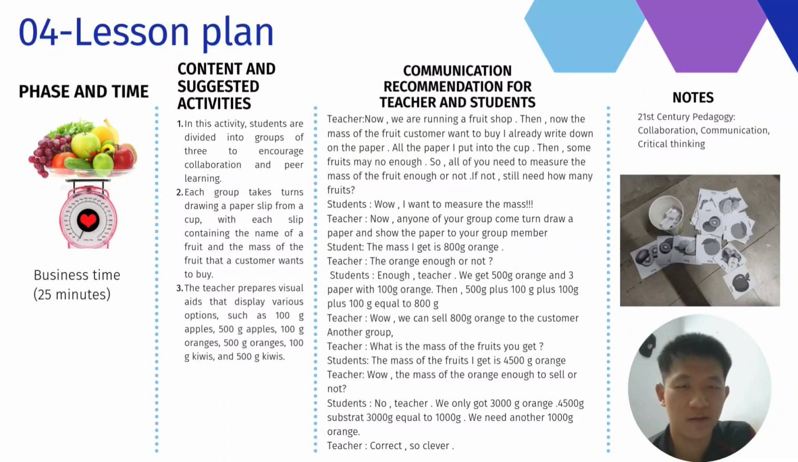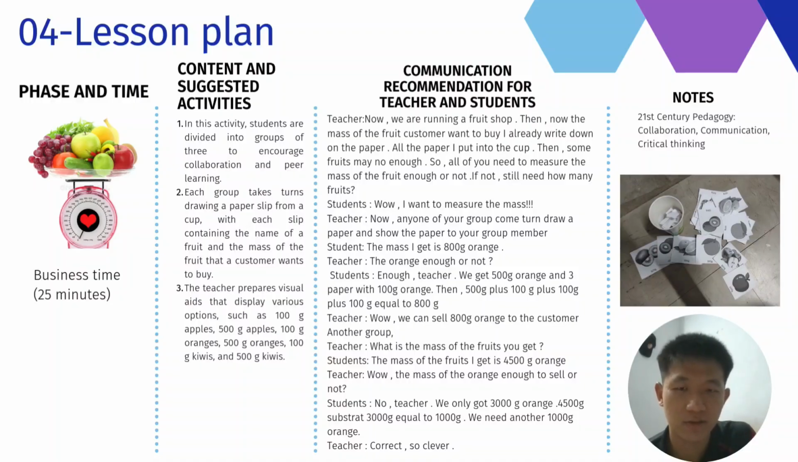Students will find the pictures, then calculate the total mass of the fruit. Enough, teacher. We get 500 gram orange and 3 pieces of 100 gram orange. Then 500 gram plus 100 gram plus 100 gram plus 100 gram equals 800 gram. Wow, we can sell the 800 gram orange to the customer.